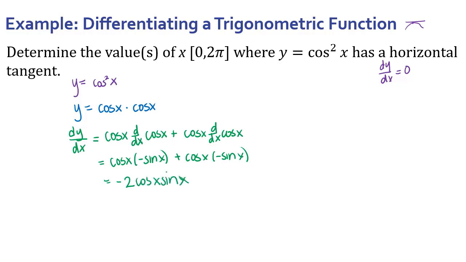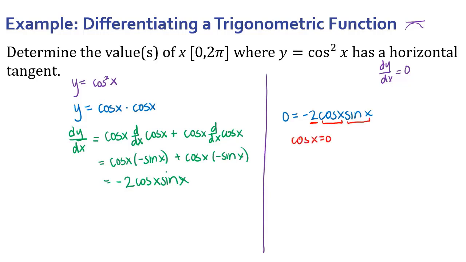Okay, so again, I'm trying to figure out when this function is going to equal 0. So let's set it equal to 0. So 0 equals negative 2 cosine x sine x. I can use the zero product property, where the only way that this is going to equal 0 is if this equals 0, which it never can, or this piece equals 0, or this piece equals 0.